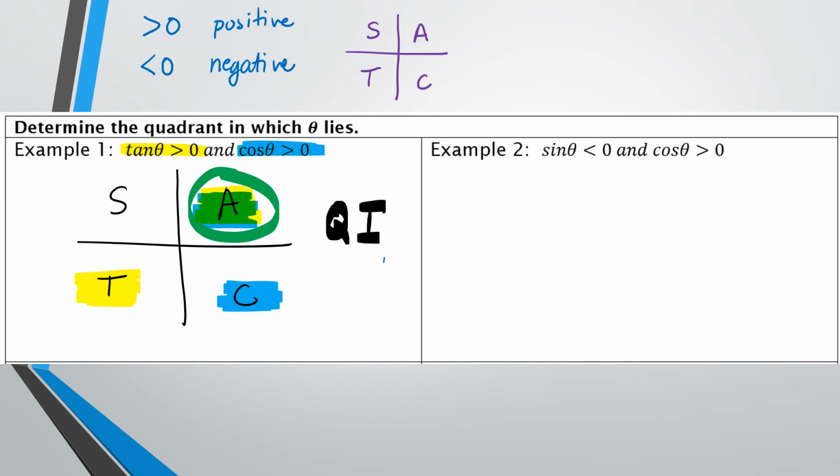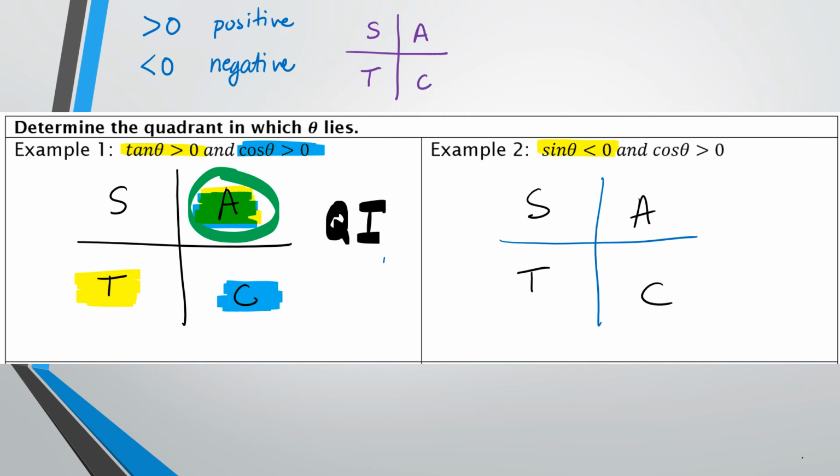All right, now let's do the same thing for example 2. And this one's going to be a little bit trickier, because in my first problem I had both things being positive, and now we're going to have some things being negative. All right, so first thing we're going to talk about is sine.